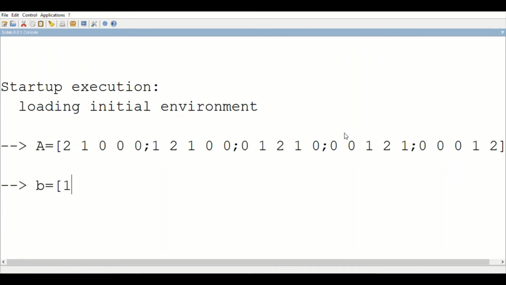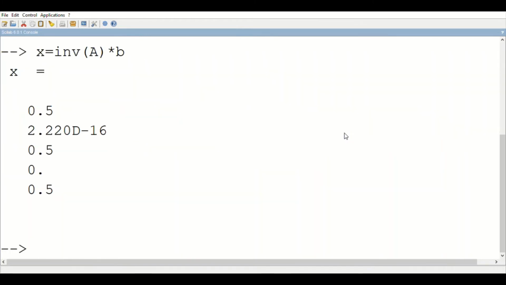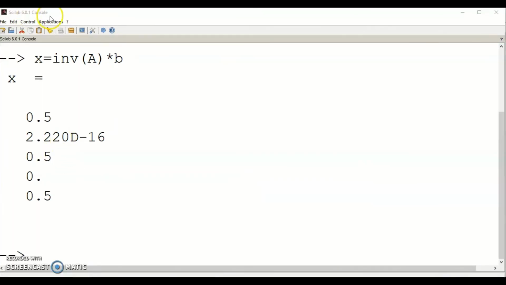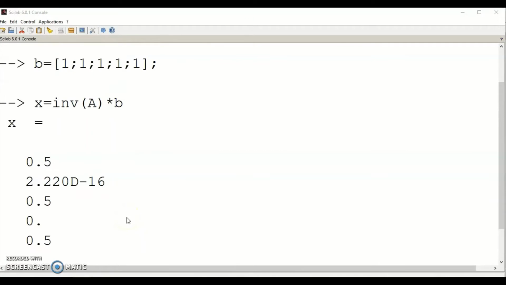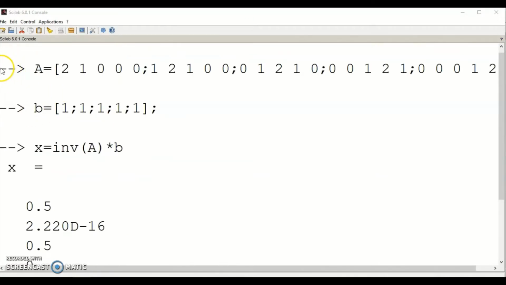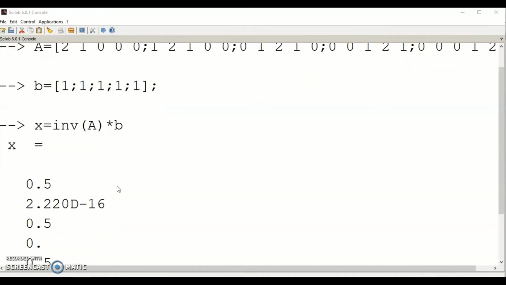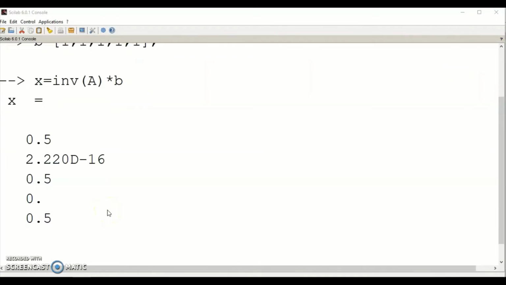Matrix B is given as 1, 1, 1, 1, 1. I hope I have 5. So to find x, I have inverse A multiplied by B. Okay, so this is my exact solution. Now this console window in Scilab works as a calculator. So you can do simple operations like finding the matrix inverse, arithmetic operations like multiplication and so on. But if you want to write a code, you cannot use the console.